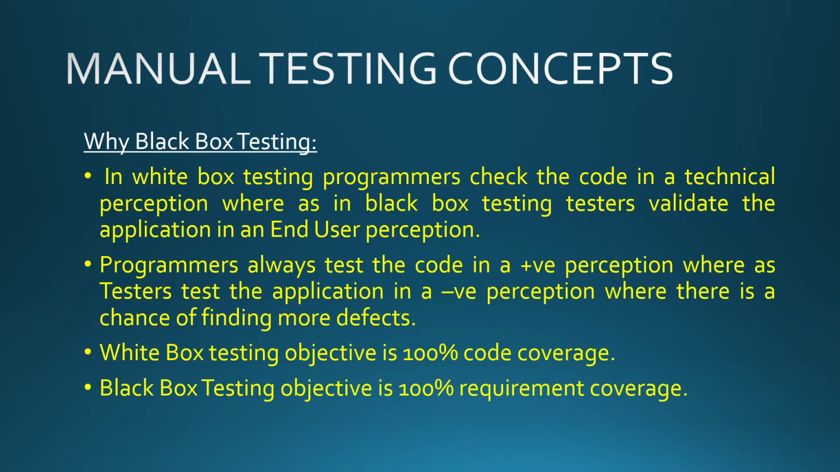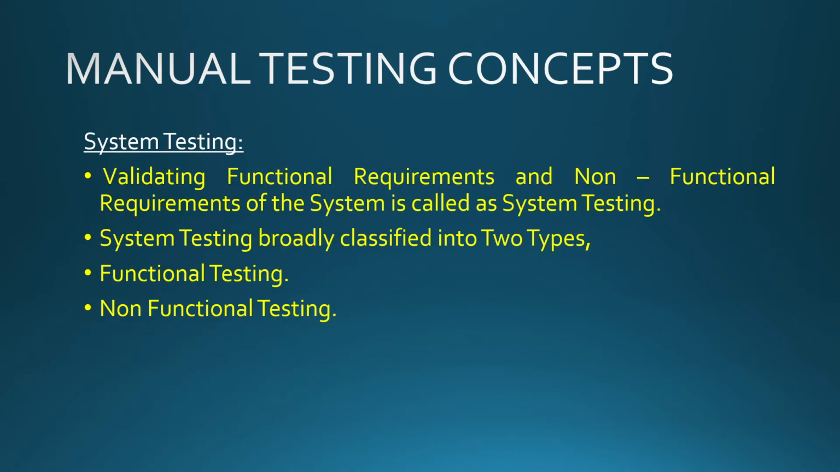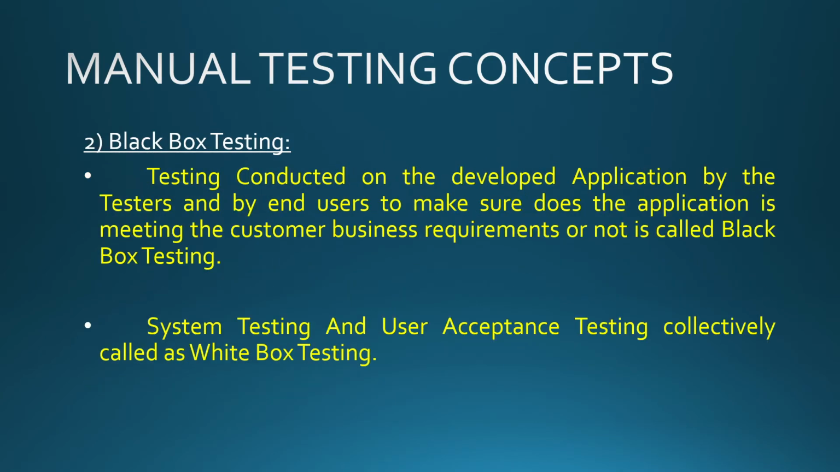Okay, that is about black box testing objective. White box testing objective is 100% code coverage, black box testing objective is 100% requirement coverage, right? So the next one is here under black box testing, as we discussed already, that is system testing and user acceptance testing, collectively called as black box testing, right?